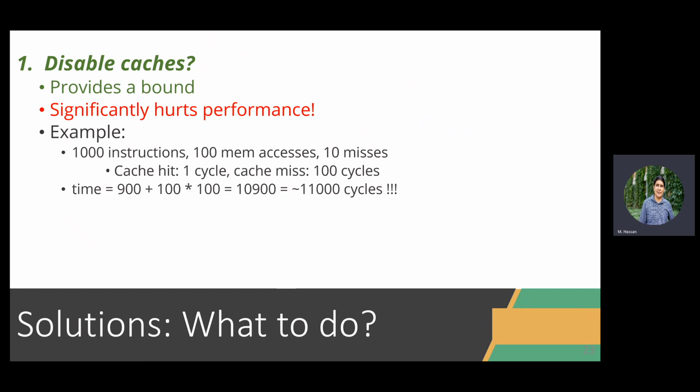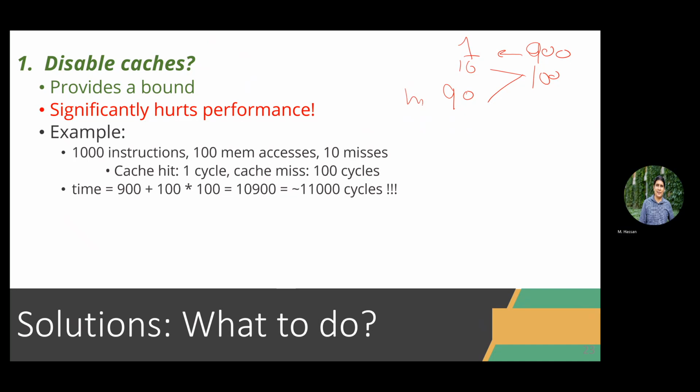So maybe I should write this example for you. My program is composed of 900 instructions that are not memory operations, let's say addition, multiplication. Each one of them takes one cycle. And then I have 100 memory accesses that I can classify into 10 misses and 90 hits.